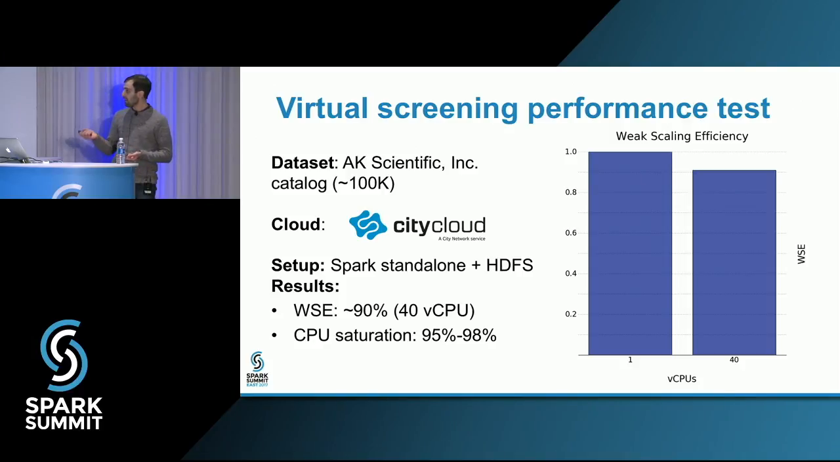And I run it on City Cloud, which is a commercial OpenStack installation. And I run it on top of Spark, standalone with HDFS on the side. And I had 90% weak scaling efficiency, so pretty good. And yeah, this is quite flat, so you don't lose much by parallelizing in this way. And the CPU saturation was actually quite good as well, so between 95 and 98%.